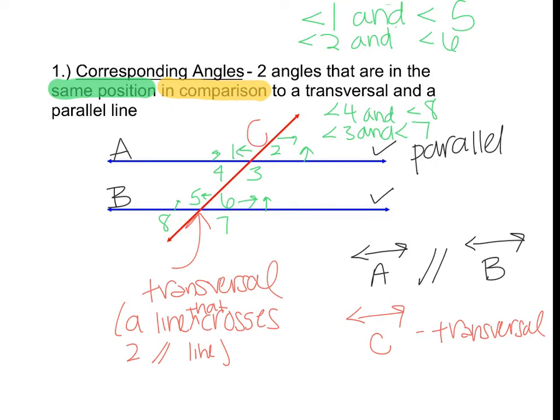Corresponding angles are always going to be equal to each other. So we can say that each of these angle pairs that we identified are all equal. So angle 1 and angle 5 are equal, 2 and 6 are equal, etc.